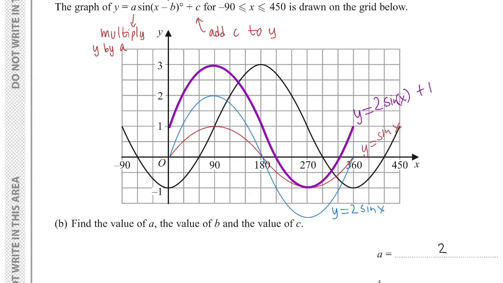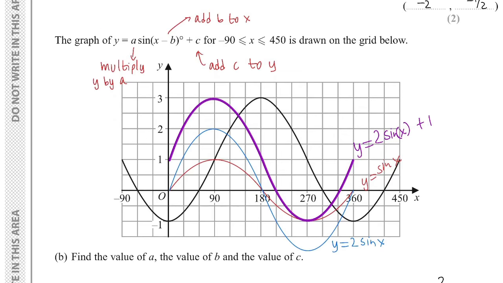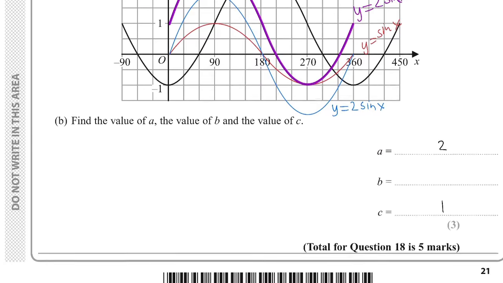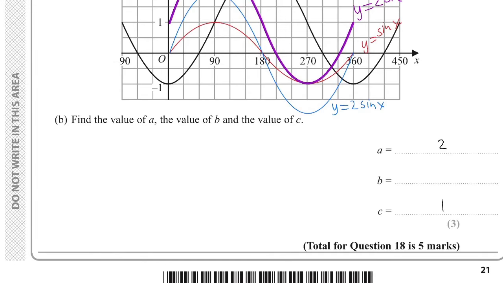And then we need to consider what exactly is happening with the minus b. We said that we are adding b to x, so it means we are translating to the right. So to translate to the right, if I just take the graph and move it to the right, let me just do that. So you see that I have to move it 90 degrees to the right. So this is making b to be 90.